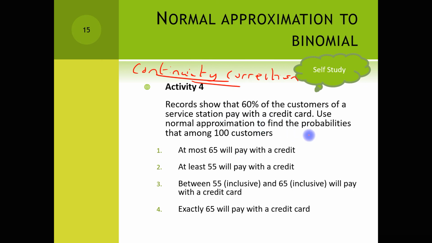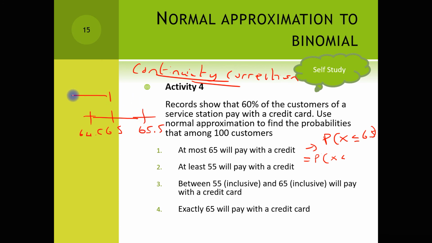For example, when I say at most 65, when x is at most 65, this is written like that: less than or equal to 65. But then I can't work with the x as it is. I have to apply continuity correction. Continuity correction states that the 65 would have to be either 64.5 or 65.5. So the continuity correction states that I need to change this value into either less than 64.5 or less than 65.5.